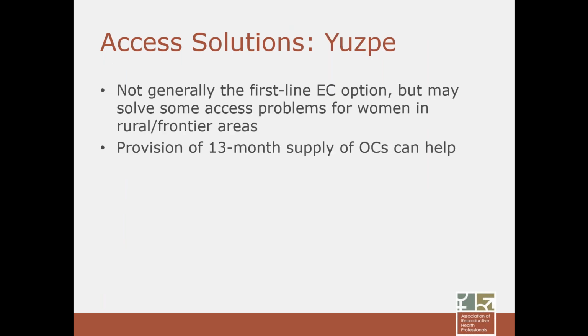All right, and next slide. So for the Yuzpe method, while we know it's not a first choice option due to how patients tolerate it and the lower efficacy, in some situations, it may be the only thing we've got. Especially for women who are living in rural areas with few pharmacies or healthcare providers, this can be important. Some states are supporting a 13-month supply of OCs. We did write for that with the Women's Preventive Services, again, at ACOG, but that really is insurance dependent. But if she is able to get a 13-month supply, then that means she already has a ready EC option on hand if she needs it.